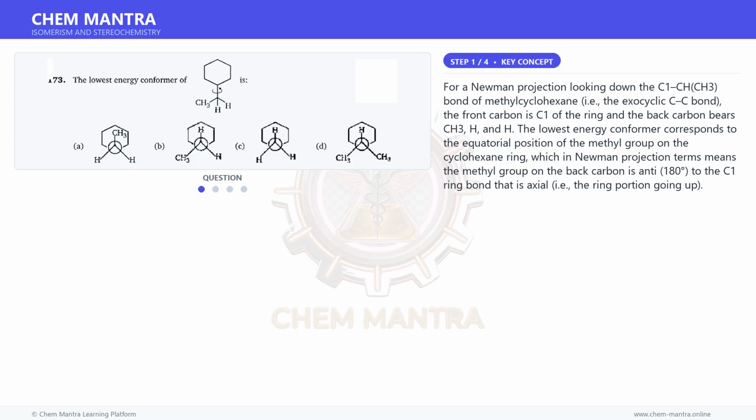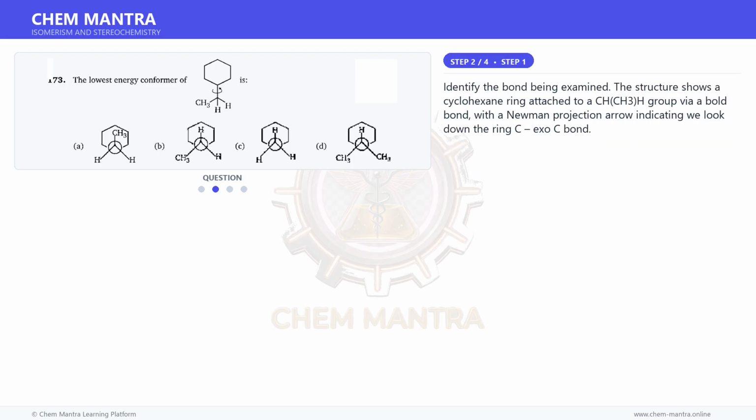For a Newman projection looking down the C1, CH3 bond of methylcyclohexane, i.e., the exocyclic C bond, the front carbon is C1 of the ring and the back carbon bears CH3, H, and H. The lowest energy conformer corresponds to the equatorial position of the methyl group on the cyclohexane ring, which in Newman projection terms means the methyl group on the back carbon is anti, 180 degrees to the C1 ring bond, that is axial, i.e., the ring portion going up.